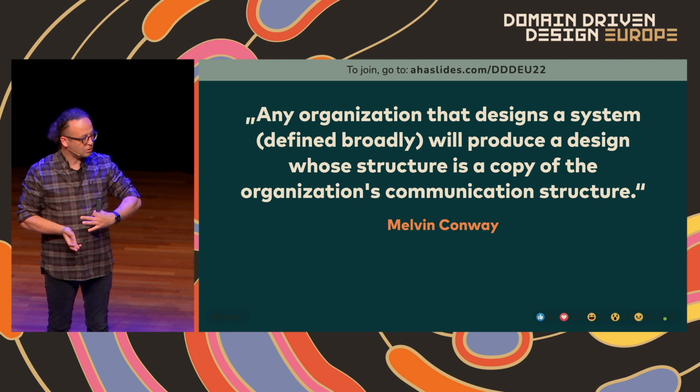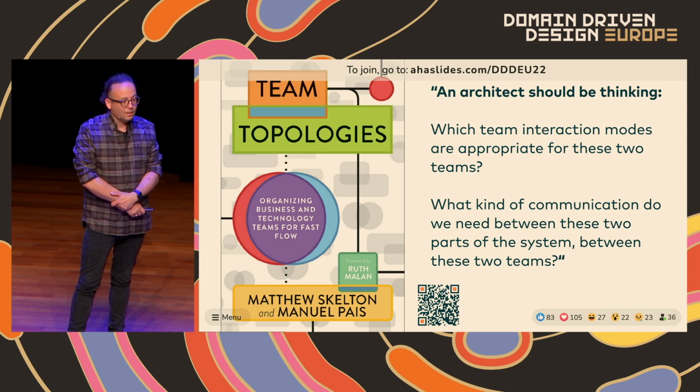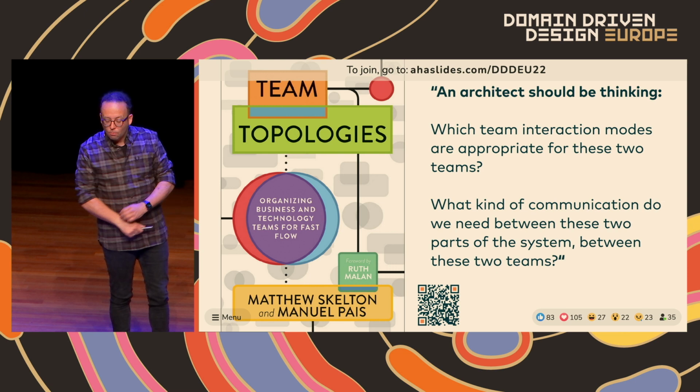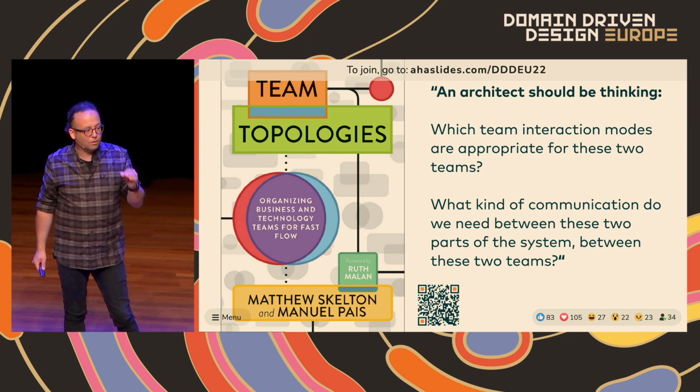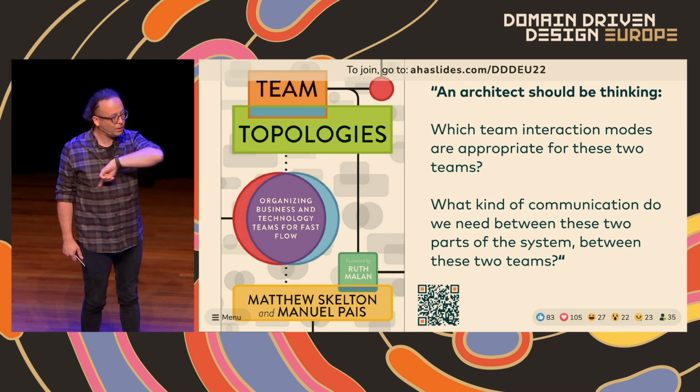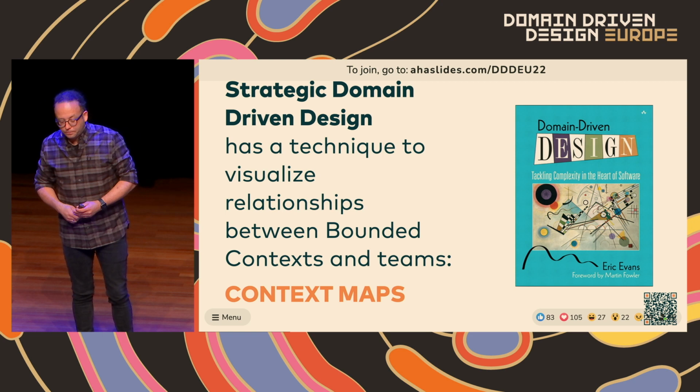And this is where the context map basically comes into play. Also a quote from the Team Topologies book: as an architect, you should be thinking, which team interaction modes are appropriate for these two teams? What kind of communication do we need between those two parts of the system and between those two teams? So again, those dynamics. And that's something that is very old in domain-driven design.